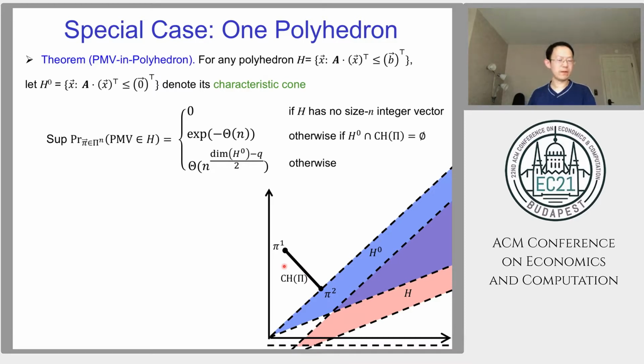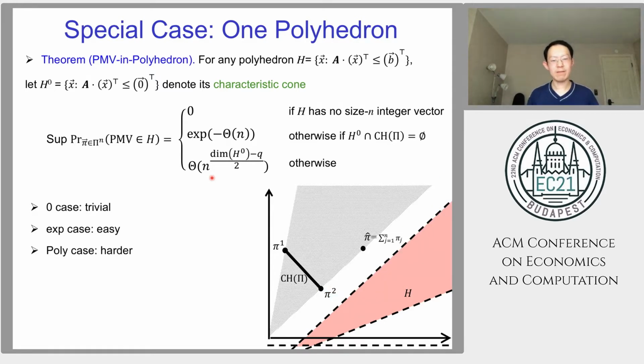So how should we prove this theorem? Well, the zero case is trivial. The exponential case is actually easy and can be proved by existing techniques. And the most complicated, non-trivial case would be the polynomial case. So this is, at a high level, how this is proved. Suppose you are an adversary. In this case, you can choose a vector of pi that is hopefully as close to H as possible. And all you can do is, let pi hat denote the sum of these pi distributions, pi 1 through pi n.